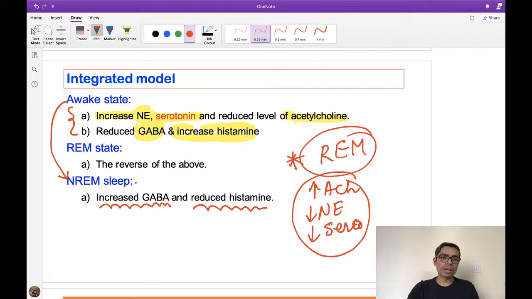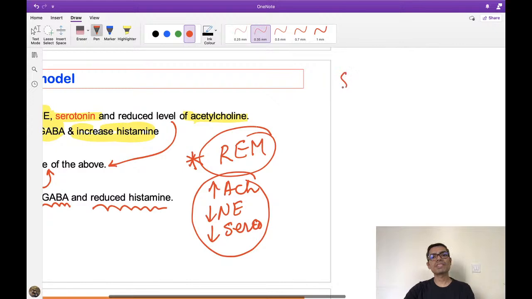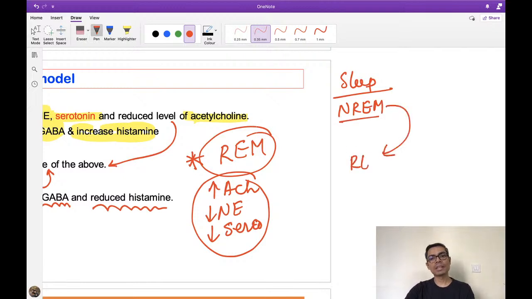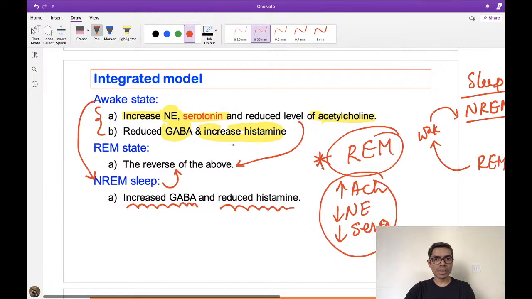But from the non-REM sleep stage, when the person enters the REM sleep stage, you require the reverse of the above. Acetylcholine levels should be higher, and norepinephrine and serotonin levels should be decreased. That is what you have to remember. But always remember, when the person first enters sleep, he must enter non-REM sleep stage 1, then he will enter the REM sleep stage, and then again the wakefulness stage. This is basically the sleep cycle. So please remember this neurotransmitter model.